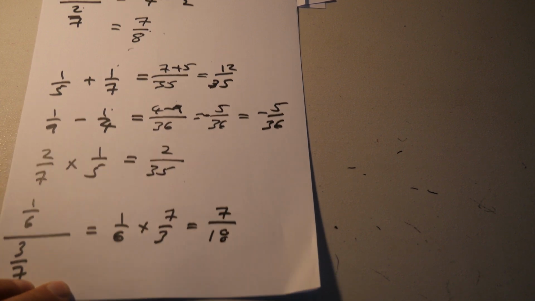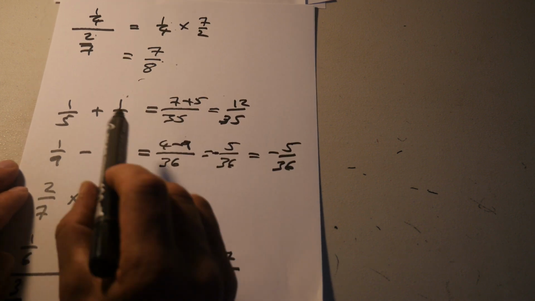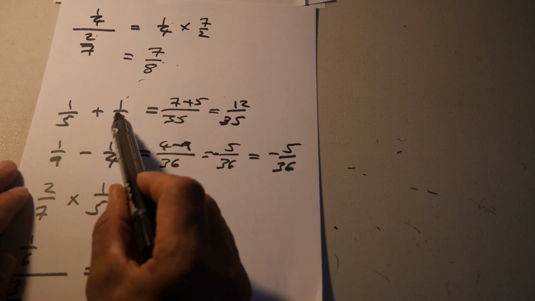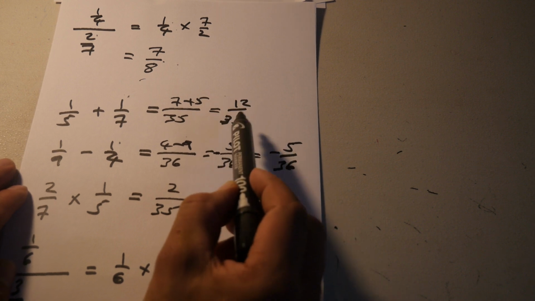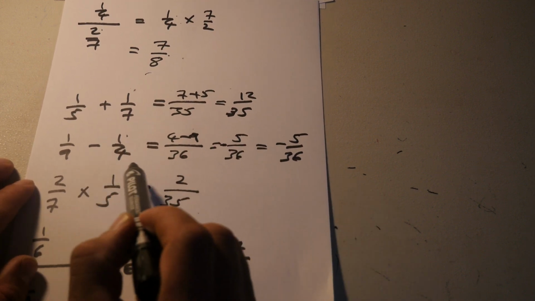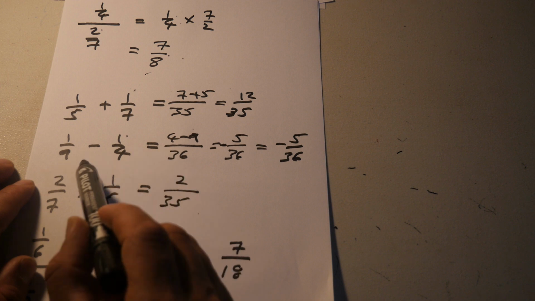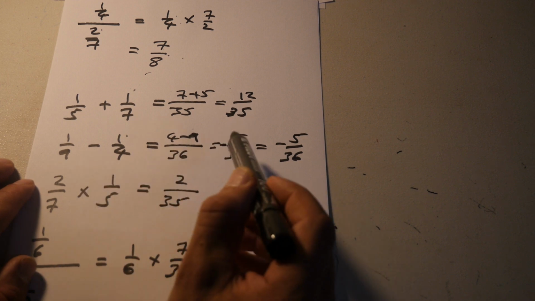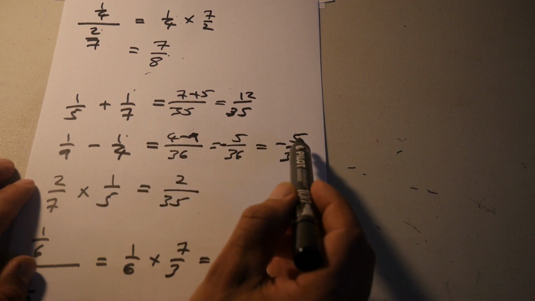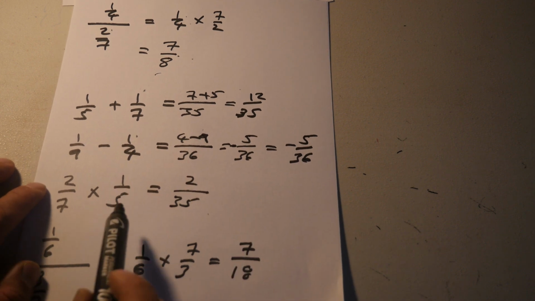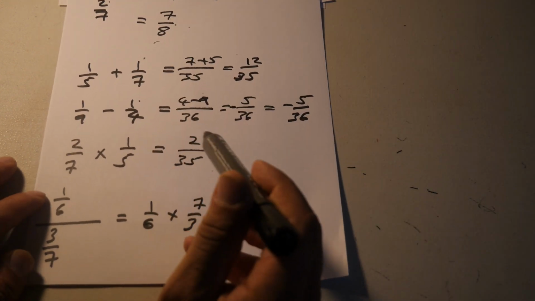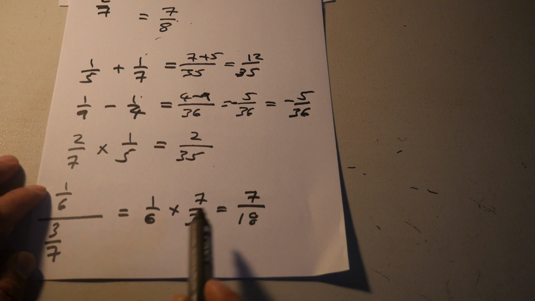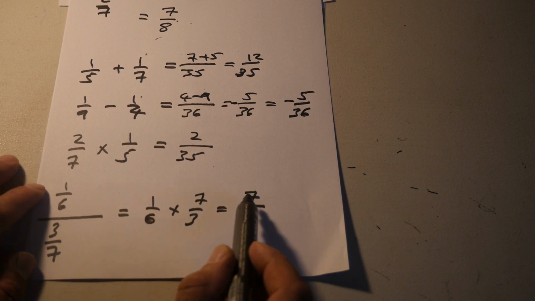Okay, so the answers are 12/35, minus 5/36, and 2/35. And 1/6 divided by 3/7 is 7/18.